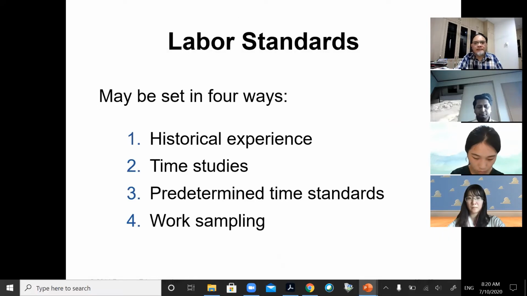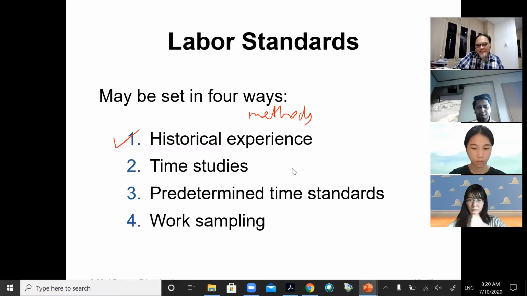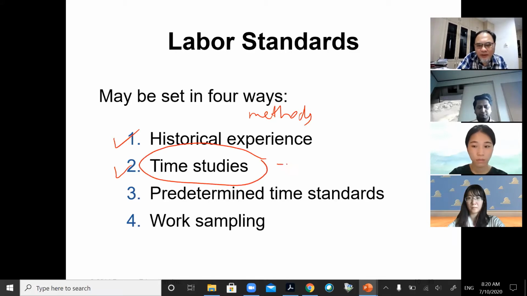Okay, labor standards can be set in 4 ways, 4 methods. One is historical experience. And then time studies, predetermined work standards, and work sampling. So I'm going to focus more on time studies, and a little bit on predetermined time standards or PTS, and a little bit on work sampling, mostly on time studies. But these are the 4 methods.